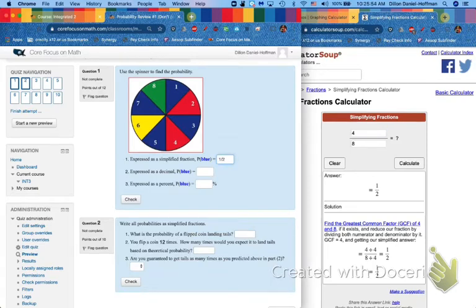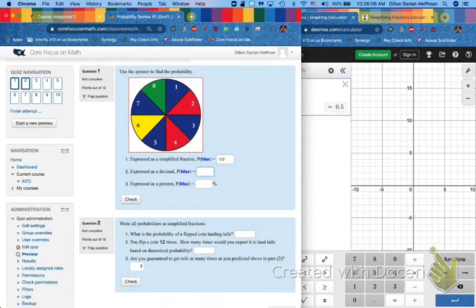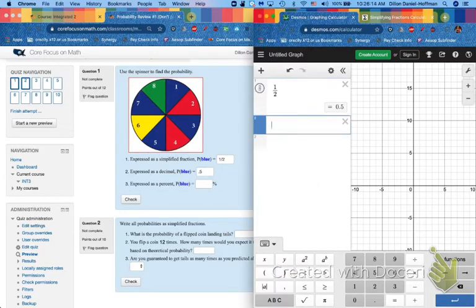Now expressed as a decimal, a reminder of how to turn fractions into decimals, even though this might be one you know off the top of your head. You just do the numerator divided by the denominator, and Desmos spits it out. 0.5, you can also just put 0.5. And then another helpful conversion is decimal to a percent. Because percent's always out of 100, you take your decimal and you multiply it by 100. And whatever number you get is your answer for that percent.